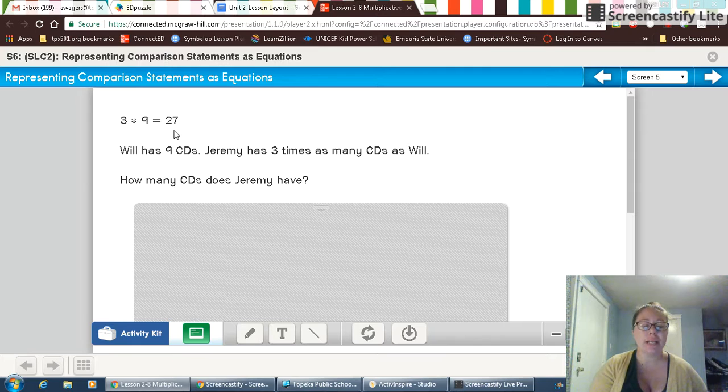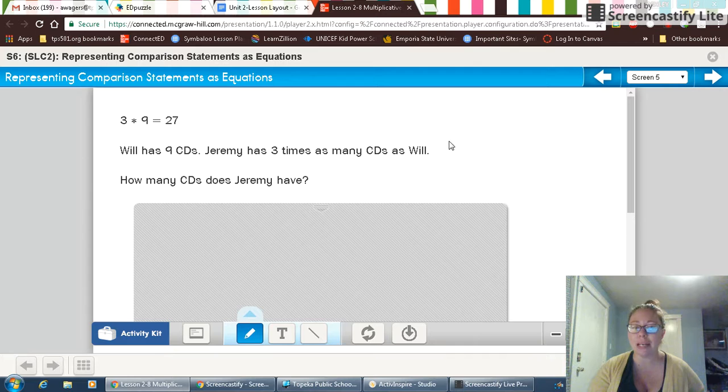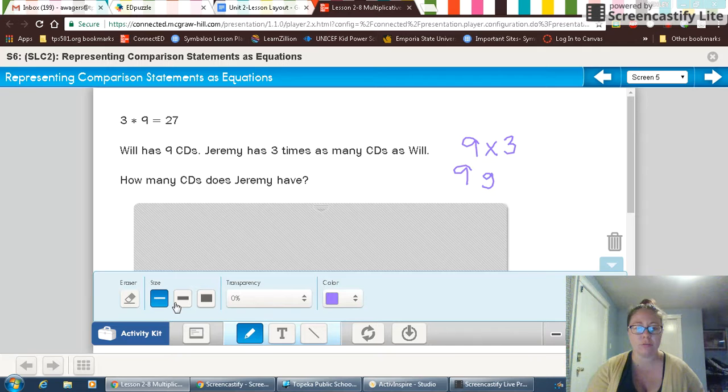So we have 3 times 9 equals 27. Here's the problem that goes with it. Will has 9 CDs. Jeremy has 3 times as many CDs as Will. How many CDs does Jeremy have? So let's check this out. Will has 9 CDs and Jeremy has 3 times as many. So we need to be writing 9 times 3, okay? Or we could say 9, or whoops, I'm getting this backwards here. Let me get my eraser.